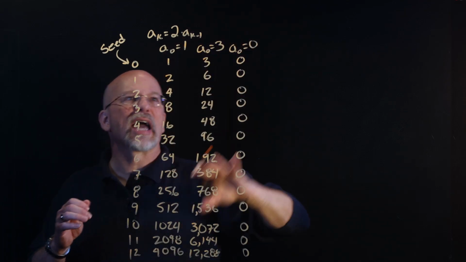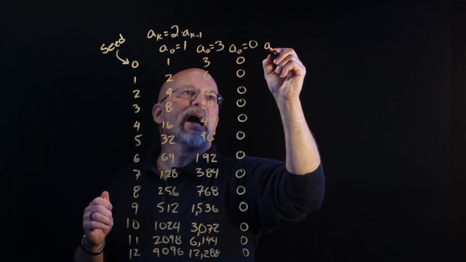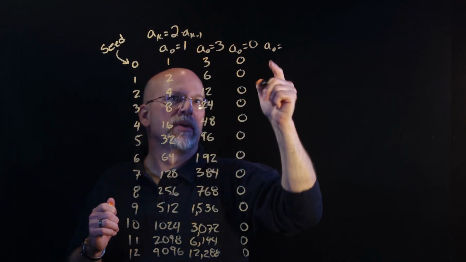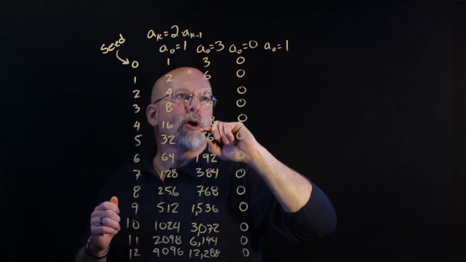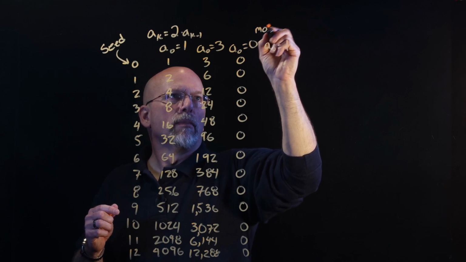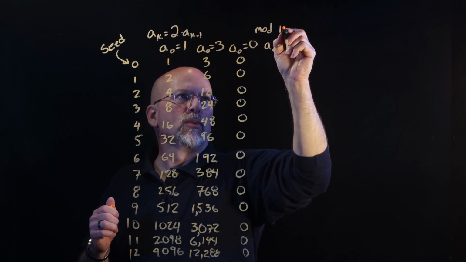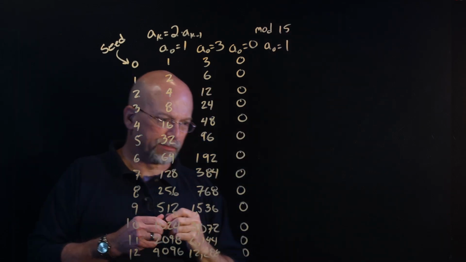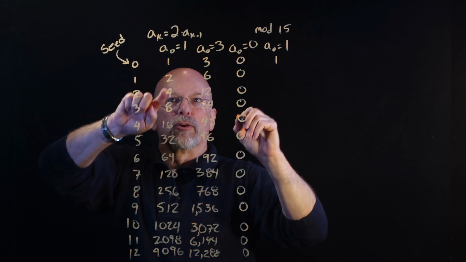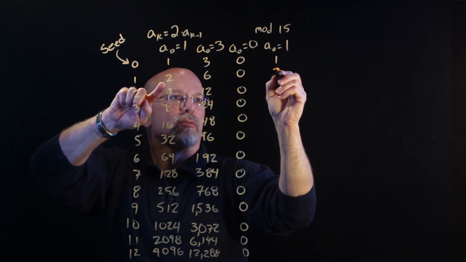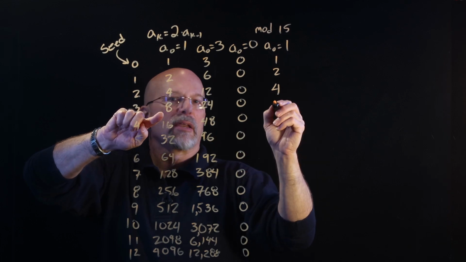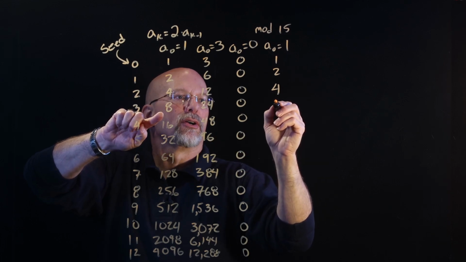So I'm going to do exactly the same thing. I'm going to go back to our key. So here we still have this same algorithm. I'm going to do a sub 0, go back to 1, but now I'm going to do modulo, mod, we're going to do mod 15. Now, what's going to happen is 1 divided by 15 gives you a remainder of 1, 2 divided by 15 gives you a remainder of 2, 4 divided by 15 gives you a remainder of 4, 8 divided by 15 gives you a remainder of 8.